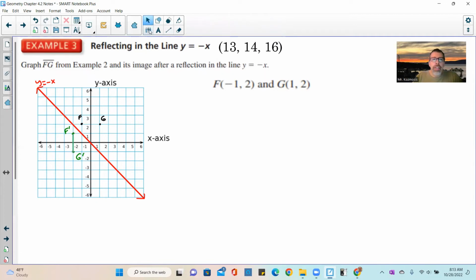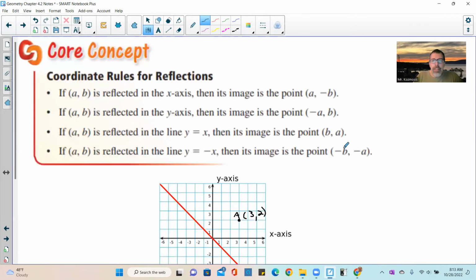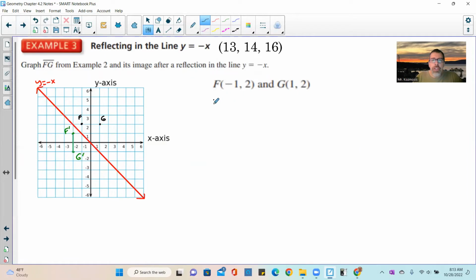Now let's take a look at the rule. So -1, comma 2. And what's the rule for -x? If you go back here, for -x, A and B get switched and their signs both get changed. So without even looking, I should say F prime, 2 goes first and it's negative. -1 goes second and it becomes positive. G prime would be 2 coming first, negative, 1 going last, negative.